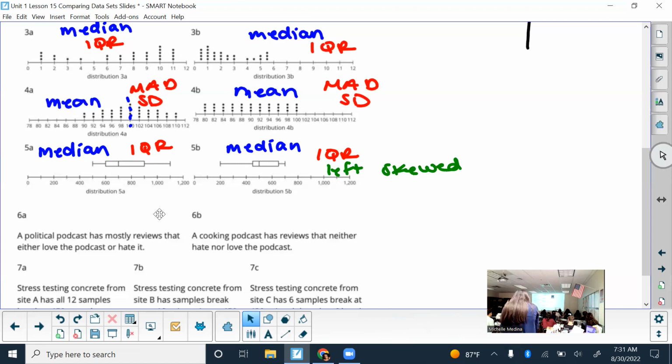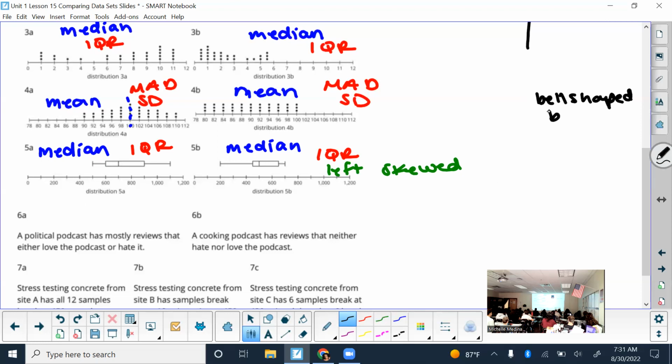All right, so then 6A. A political podcast has mostly reviews that either love the podcast or hate it. What type of data distribution do you think that would look like? Let's use one of our vocab words. Remember, we had bell-shaped, bimodal. What else did we have? Uniform, skewed, and I feel like I'm missing one. I just don't know which one.